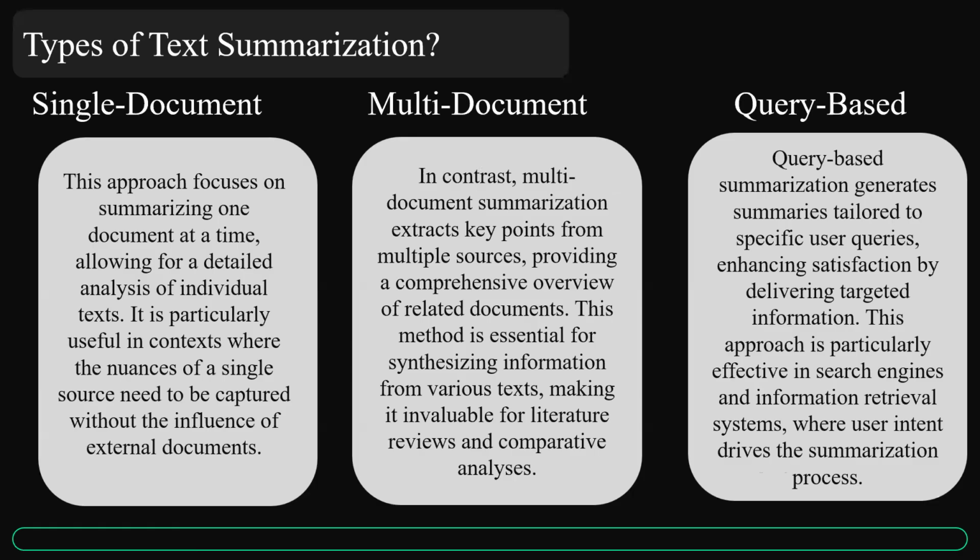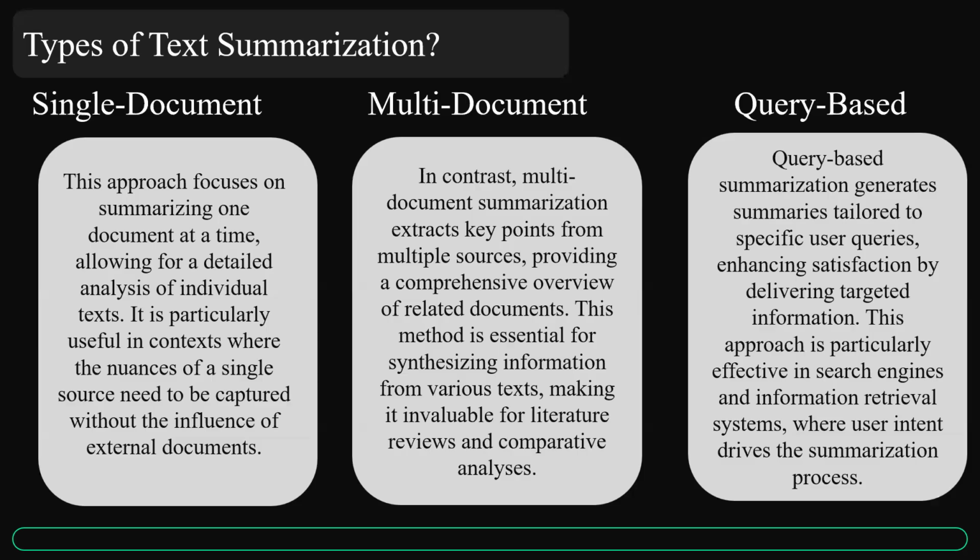And next, types of text summarization. There are three types: single, multi, and query based. Let's go to see single document text summarization. This approach focuses on summarizing one document at a time, which allows detailed analysis of individual texts. It's useful in contexts where the source needs to be captured without any influence of other factors.